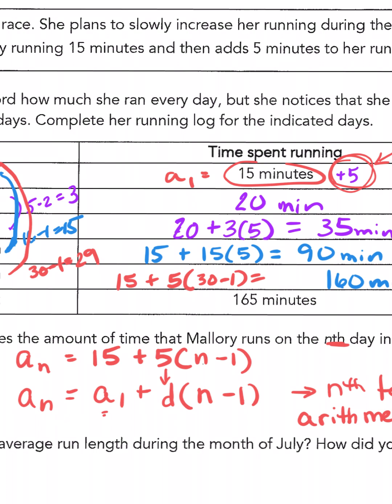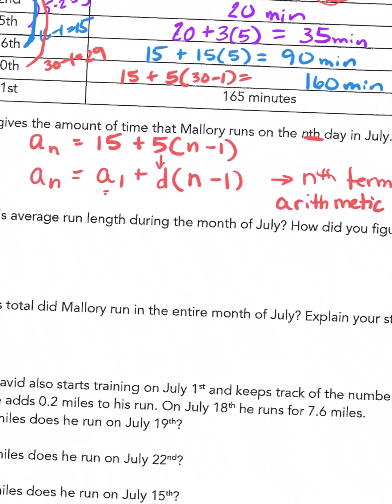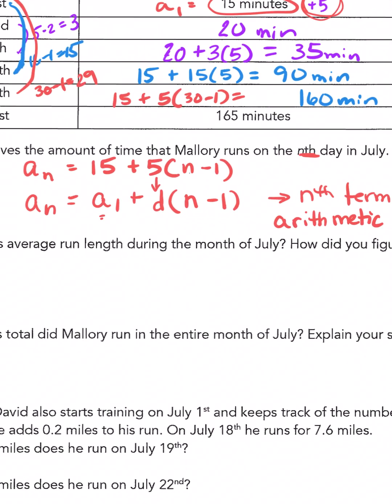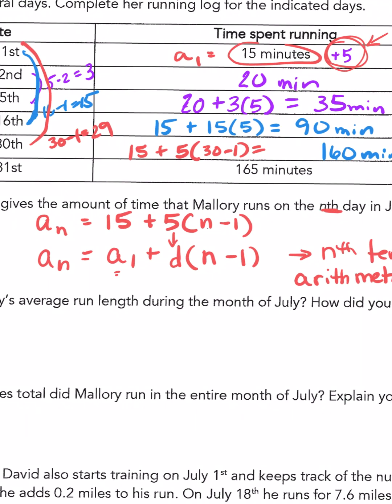Now let's apply this. It says, what was Mallory's average run length during the month of July? So how do we figure out what her average run length was? She's increasing by the same amount every day, isn't she? So do we need to take all of it? Look, when we normally do average, we add everything up, don't we? But we don't have everything, do we? What do we really actually have? What are the things they actually gave me? They gave me the first and the last, didn't they?